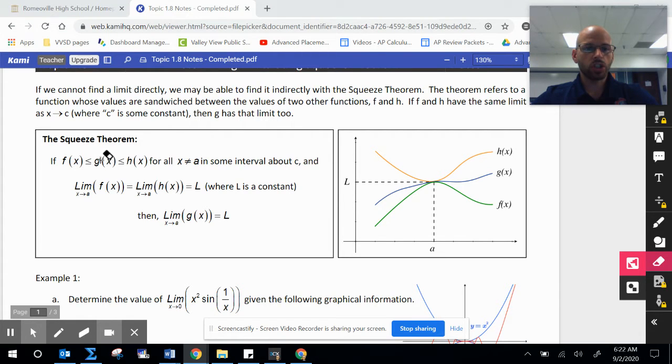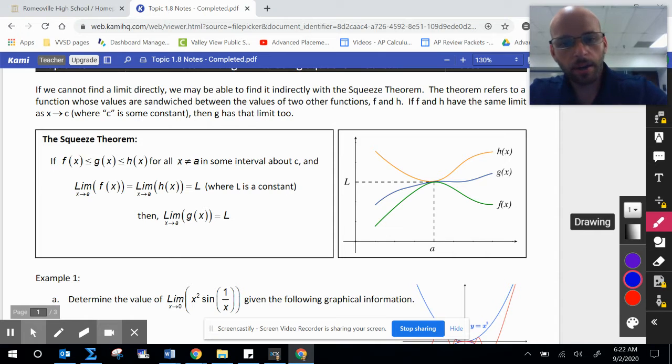If you have a function g, and you are able to sandwich that function between two different functions, f and h, for some interval about, in this case, a, excuse my typo here. This should be an A, not a C. And you know that the limit as x approaches a for the smallest function is equal to the limit as x approaches a of the largest function. If those two limits give you the same value, then the limit of the function in the middle has to also give you that value.